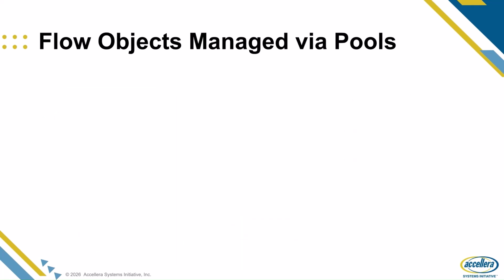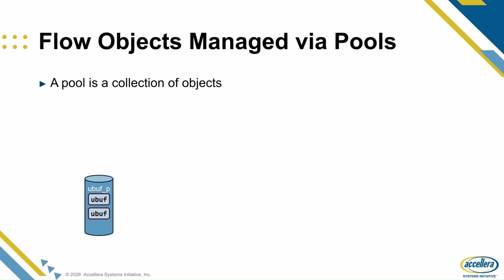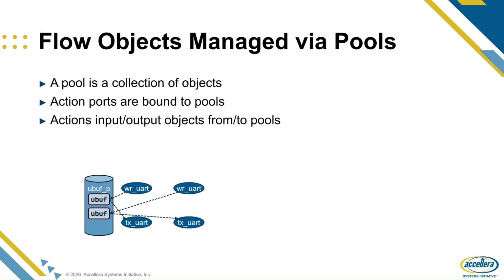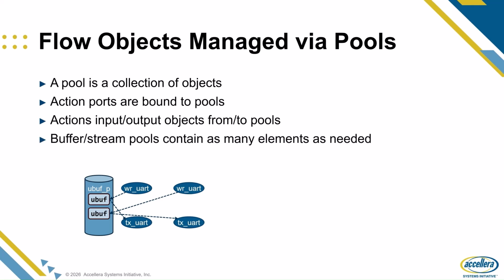Flow objects are managed by pools. A pool is a container that provides a collection of objects. Action ports bind to pools, so actions know where to go to get input from and where to put output to. Buffer and stream pools grow as needed, so no pre-allocation is required. And we'll go deeper on pool bindings in the next session.